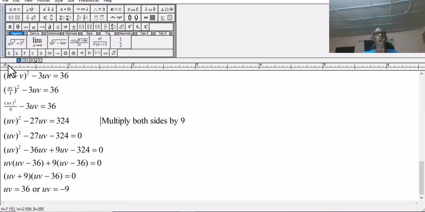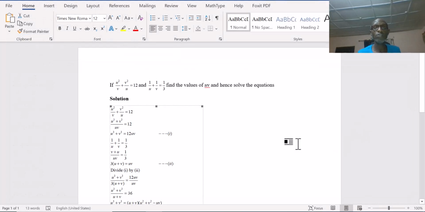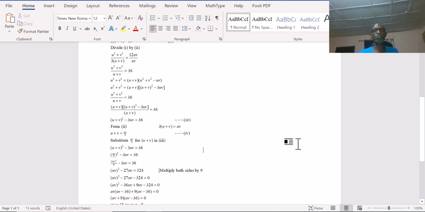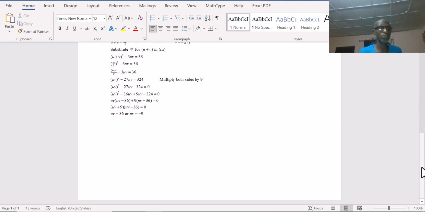So we've been able to get the value of our uv. That's one of the questions we are asked to solve. So find the values of uv and hence solve the equation. So now let's solve the equation.